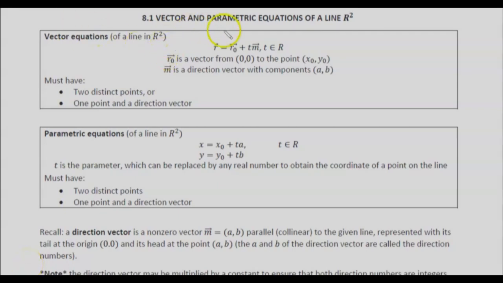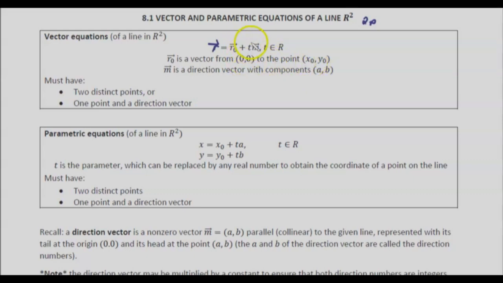Okay, 8.1 vector and parametric equations of a line in R squared. So this is 2D. Vector equations of a line in R squared are in this form. We denote a vector with an R and then a vector accent over top. And what this equals is R naught. So this is a vector from 0, 0 to the point x, y.